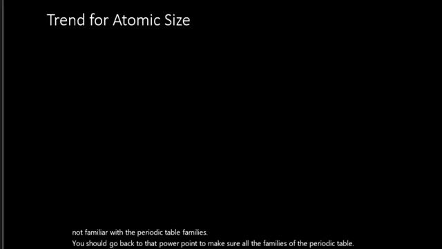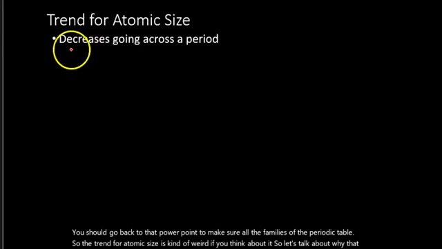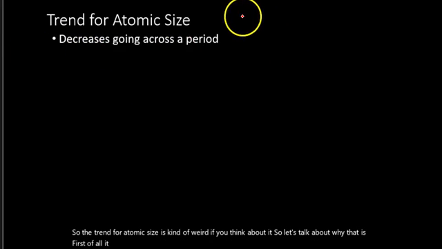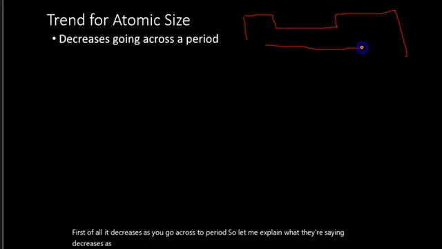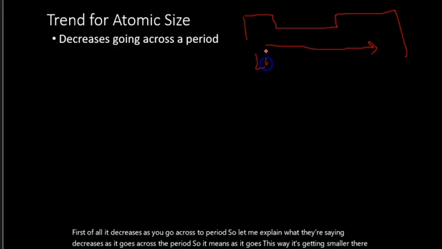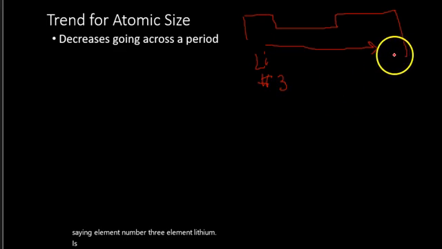So the trend for atomic size is kind of weird if you think about it. So let's talk about why that is. First of all, it decreases as you go across a period. So let me explain what they're saying. It decreases as it goes across the period, so as it goes this way, it's getting smaller. They're saying element number 3, lithium, is larger than element number 10, neon.